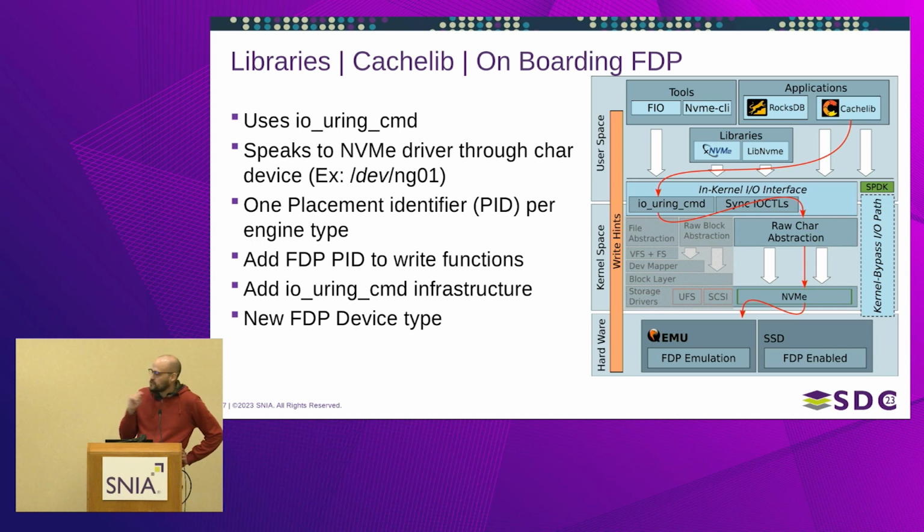So what did we have to do in this particular case to onboard FDP into Cachelib? We went and added the path that Cachelib takes to the SSD. We went through IO_uring command, through the raw character abstraction to the NVMe and down to the device. The path selected is just that you use the IO_uring command interface through the kernel.